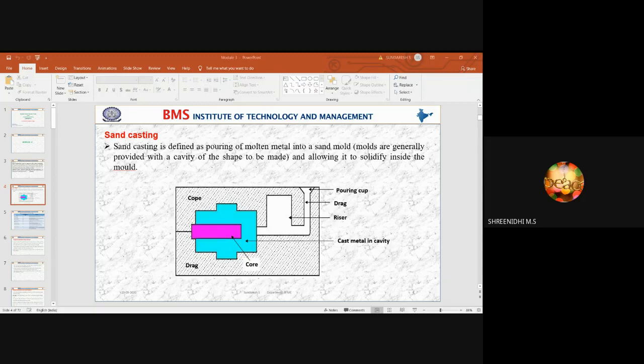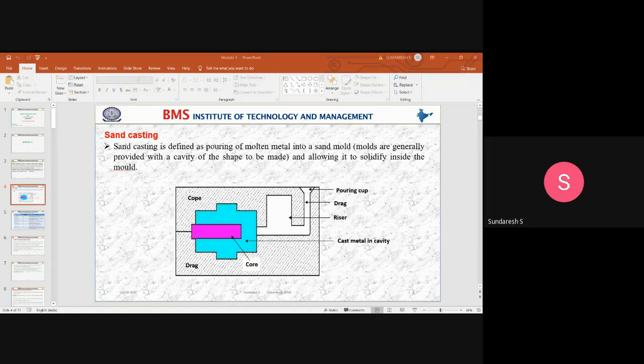Molten metal is poured to the passage, sir. Cavity. Cavity, it is through where? Riser, runner, pouring cups. Through runner. Okay, then until what? Until it reaches the end, until it flows out of the drag, we'll put it, sir.